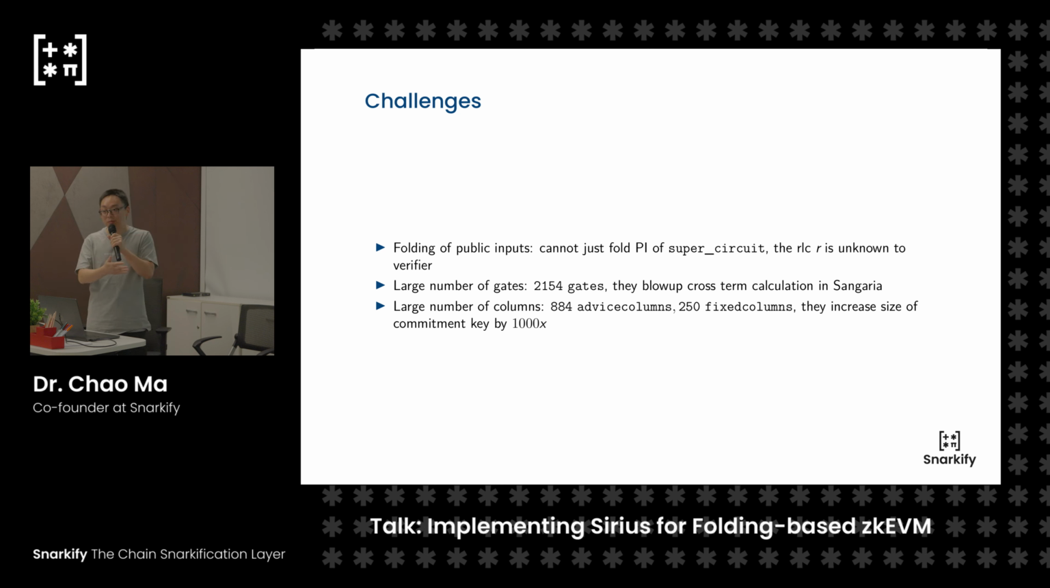If you concatenate 1,000 columns together, you just double the commitment key size. So let's say if you have a 1 gigabyte commitment key in the zkEVM circuit, then in the folding we have a 1 TB commitment key. That is very large to fit into memory and also to load from the disk. It's not efficient. So these are the 3 major challenges we have after we fold the zkEVM circuit.